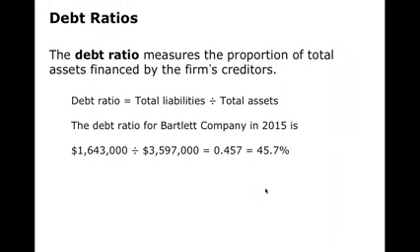Okay, let's look at the debt ratios. Total liabilities divided by total assets tells you how much of your assets are financed by debt. So here, the total liabilities are $1.6 million. Total assets are 3.5 million, or practically 3.6. So that gives you a debt to asset ratio of 45%, which means that 45% of your assets are financed by debt. So the lower this number, generally the better. It means you're using less debt to finance your assets.